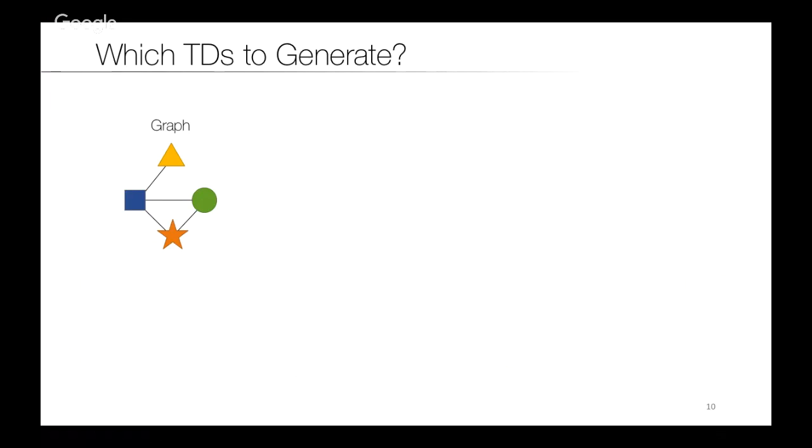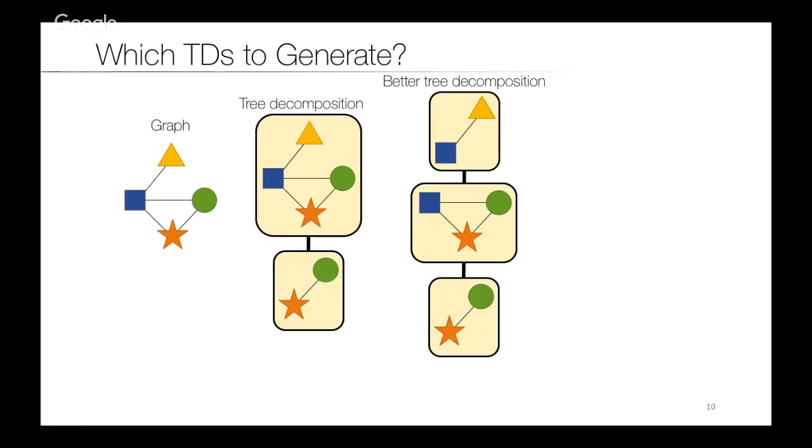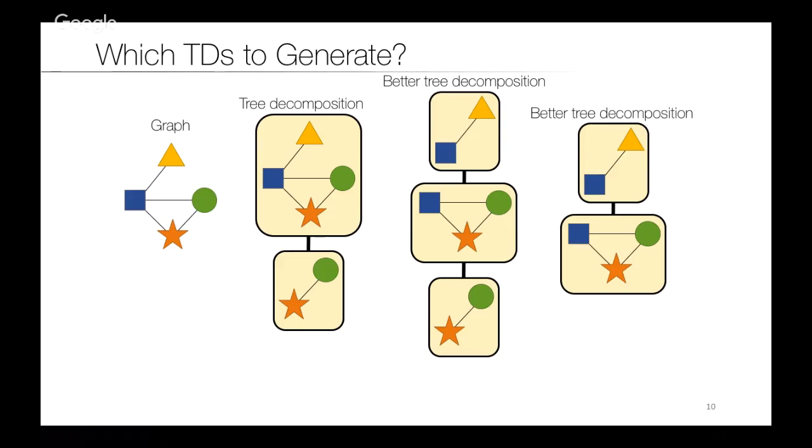More specifically, this is an example of a graph, and this is a valid tree decomposition of this graph. But the whole point of a tree decomposition is to decompose. So if we can decompose it further, we would like to do that. And this is a better tree decomposition. And we can get an even better tree decomposition because the bottom bag is contained in the middle one. So we can just remove it altogether and get a smaller tree decomposition.